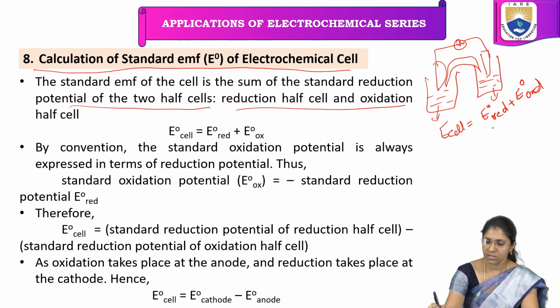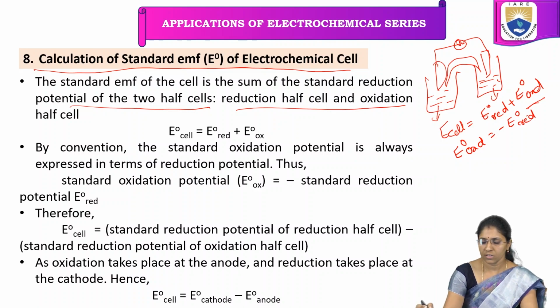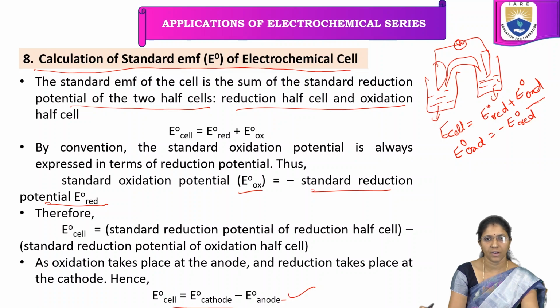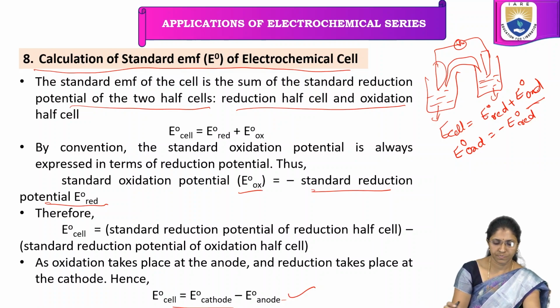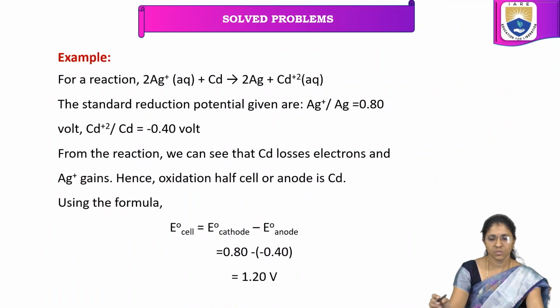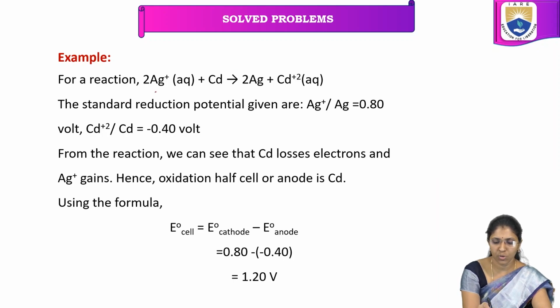We know that E0 oxidation equals minus standard reduction potential. So E oxidation equals minus E0 reduction. So we can write E cell equals E cathode minus E anode. So we know the formula: E cell equals E cathode minus E anode. This can be explained by this example.